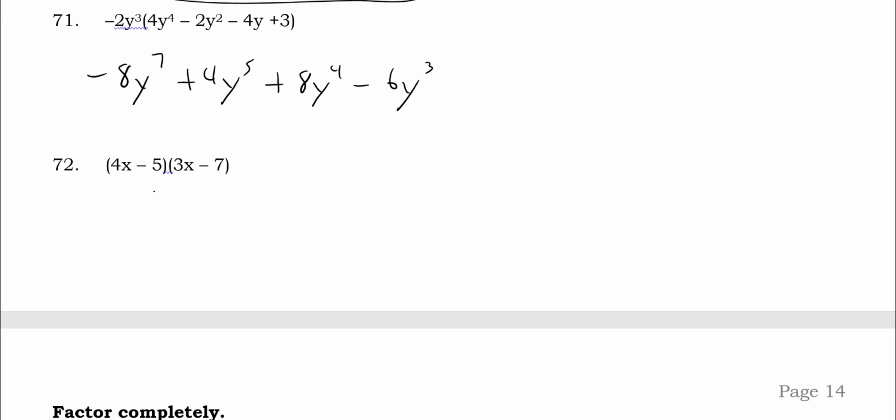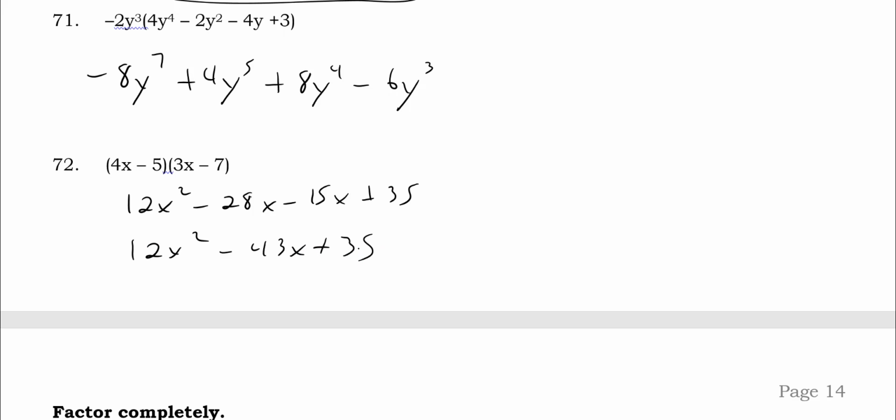Okay, so if I FOIL this out, I get 4x times 3x is 12x squared. 4x times negative 7 is negative 28x. Negative 5 times 3x is negative 15x. And negative 5 times negative 7 is plus 35. Combine like terms, 12x squared minus 43x plus 35.